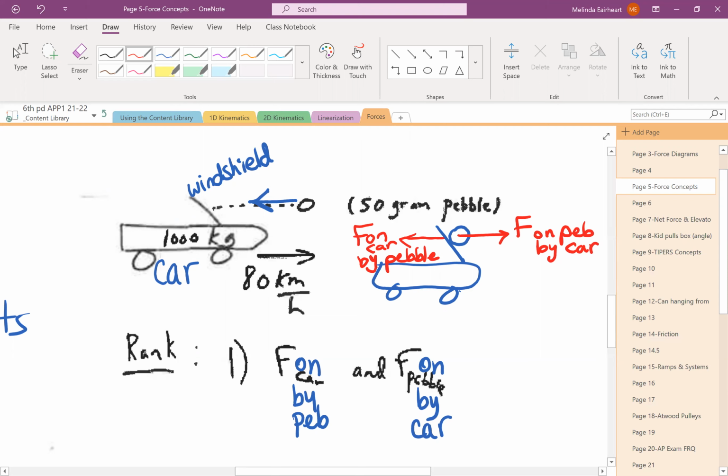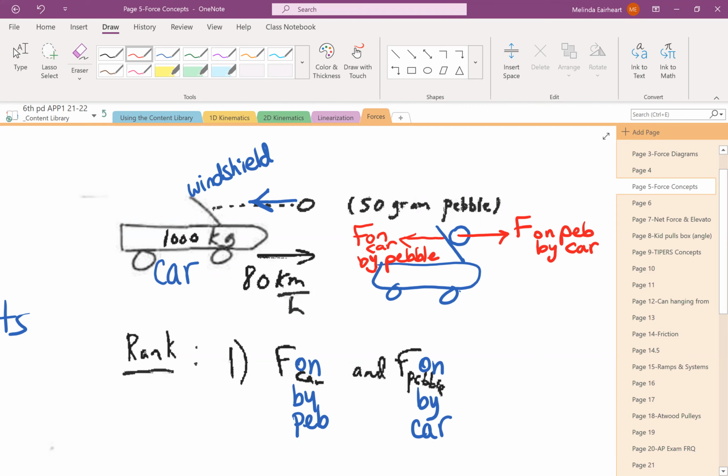Everybody says, oh, the force on the pebble. The car hits the pebble more, right? Because if it was a bug, the bug dies, splatters, right? So we say, oh, the car hits the bug harder. But that's actually not true. Now, the bug does die, but it's not because of a greater force.